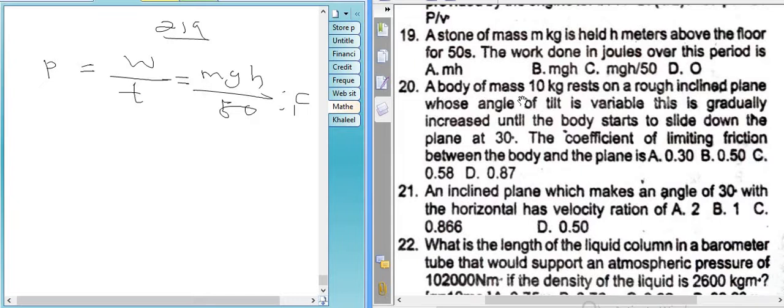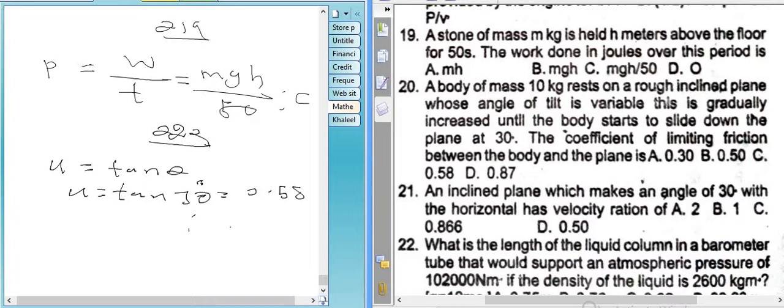Question 20. A body of mass 10 kg rests on a rough inclined plane whose angle of tilt is variable. This is gradually increased until the body starts to slide down a plane at 30 degrees. The coefficient of limiting friction between the body and the plane is. So this is question 20, and I solved a similar question to this in the last question I solved. Therefore, I just apply the formula I derived there. That is, the coefficient of friction is equal to tan theta for an inclined plane. Here the theta is 30, which is tan 30, and from the table we know that tan 30 is equal to 0.5 h. Therefore the correct option is option C.